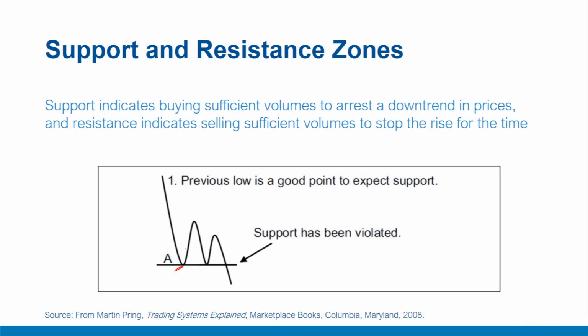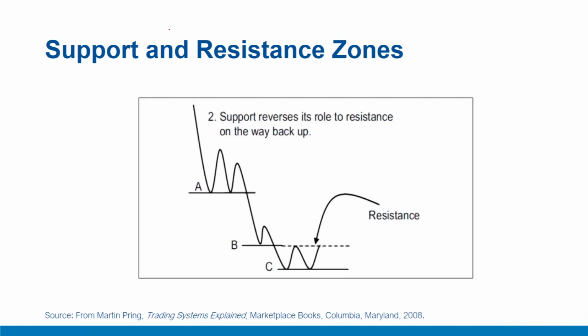Point A here is considered to be a temporary support area, as we can see here. The price finds bottom at A, moves up, then falls back on A, and again finds support. The third time it violates the support, the price finds a temporary support at B next time. As we can see here, this B point is the next support. Again, C also proves to be a support point, but note that the rallies are reversed now, and now B becomes the resistance zone. So the support reverses its role here, as we can see the B point, to resistance on the way up.